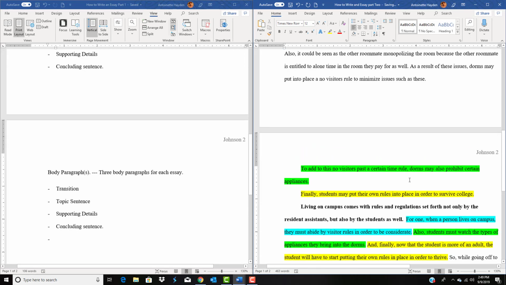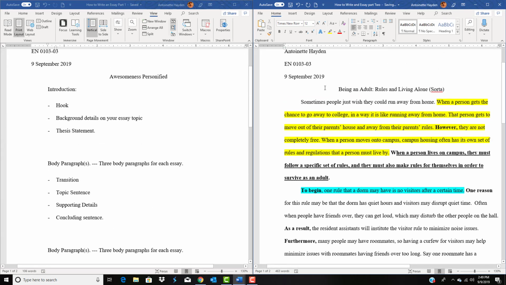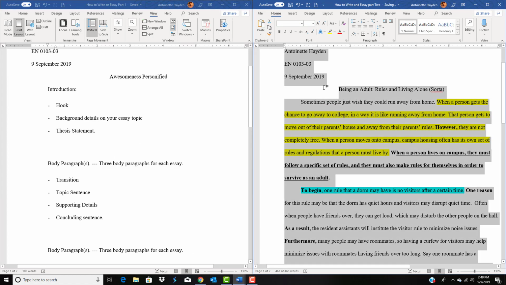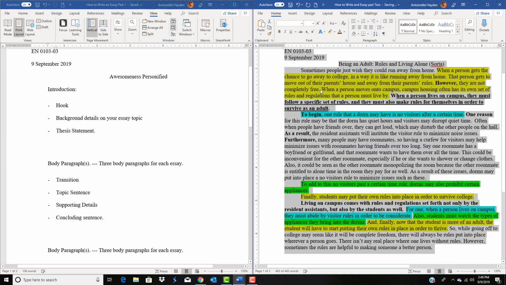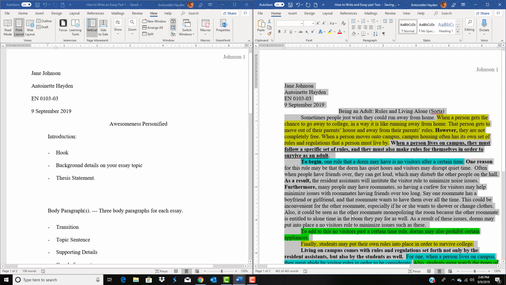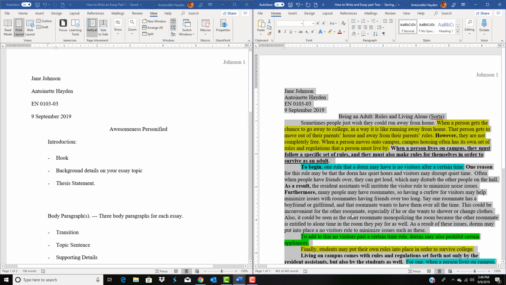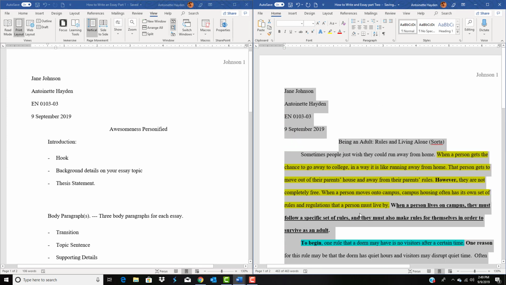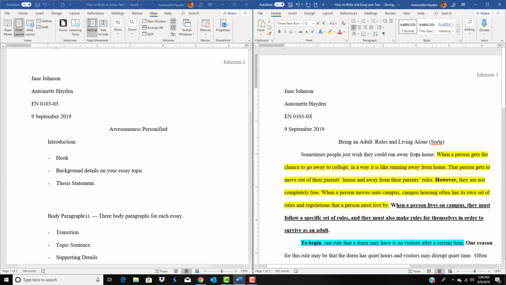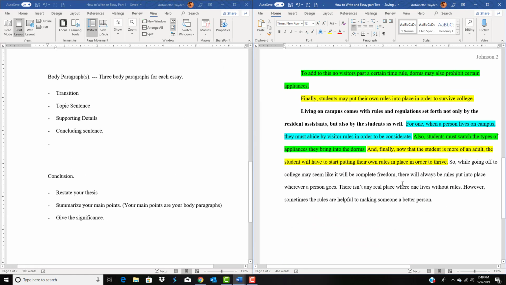So single space would be a bad idea. So single space. This is definitely 1 page. Alright. So you want to make sure this is an entire double-spaced essay. Alright.